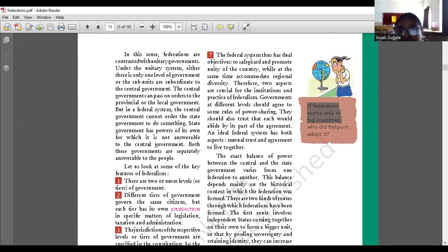So when we accommodate everyone, eventually, when they feel equal treatment is there in the society, then people stay united, and when they stay united, there will be fewer conflicts. When there are fewer conflicts, it will lead to development and progress of the country. Okay, so all these are the features of federalism.